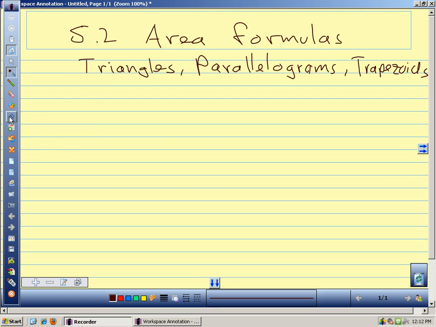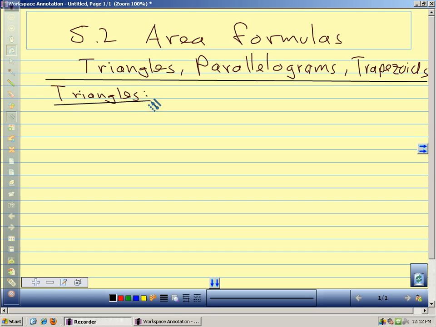All right, so what I'm going to do on the notes is I'll draw the figures. You can label the figures in your flip book, and then we'll explain what the parts are, and then we'll write the formulas. So let's start off with triangles. So we'll draw a triangle here, and we'll label the parts. This won't necessarily look exactly like the one in your flip book, but that's okay.